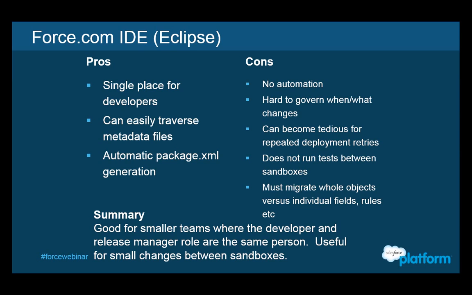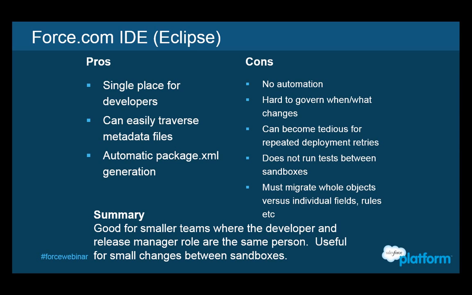Some of the concerns we have around using the IDE as your primary interaction with the metadata API is that it's got no automation available. It's really hard to govern what and when things change. It can certainly become tedious for repeated deployments. For example, if you've had some failures, you need to select all your files again and deploy them again. Quite importantly, it doesn't run tests automatically between your sandboxes, and you must migrate whole objects versus individual fields.